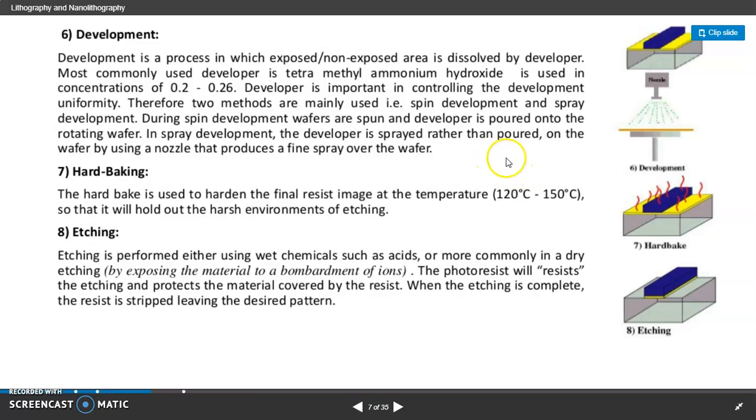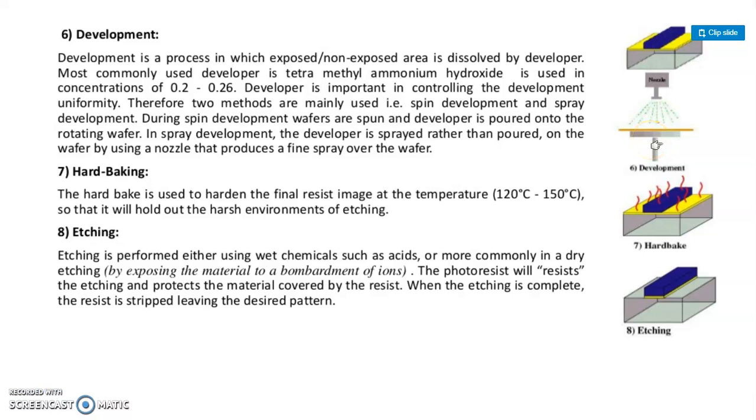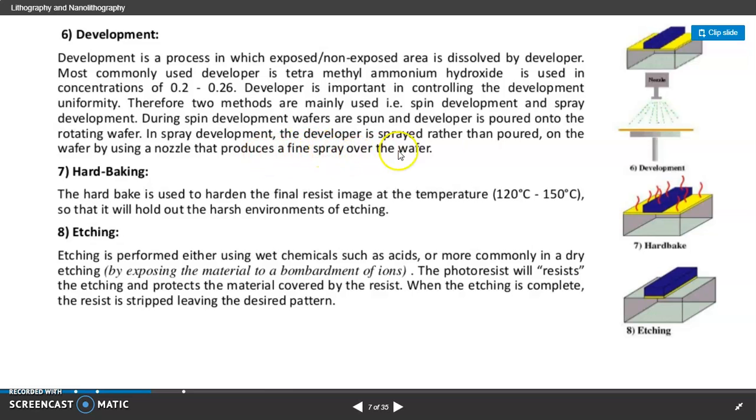Here you can see the spray development. In case the nozzle is rotating, they will use spin development. During spin development, wafers are spun and the developer is poured onto the rotating wafer. When it is rotated, that is the spin development process. In spray development, the developer is sprayed rather than poured on the wafer, using a nozzle that produces a fine spray over the wafer.